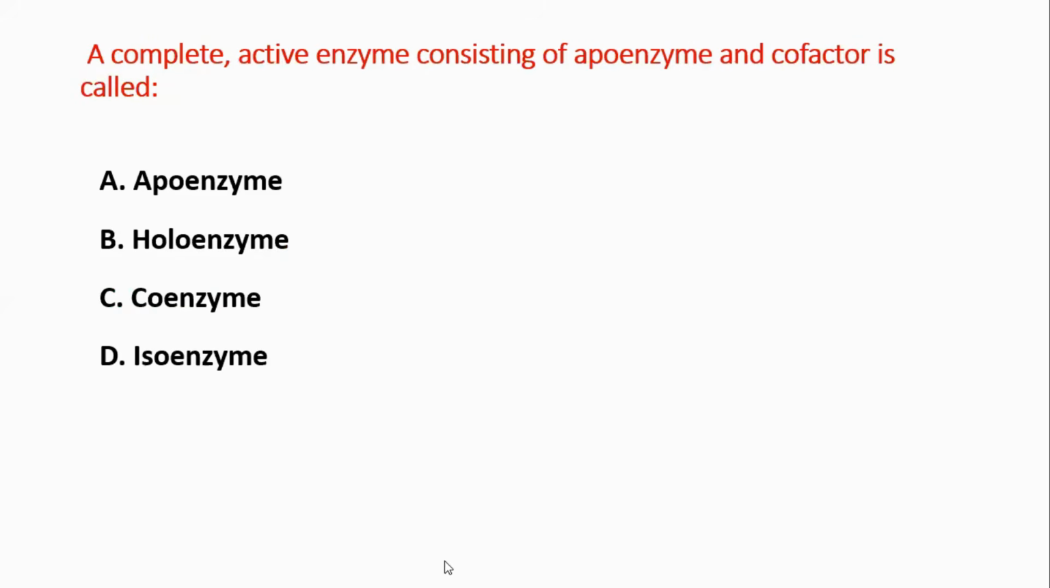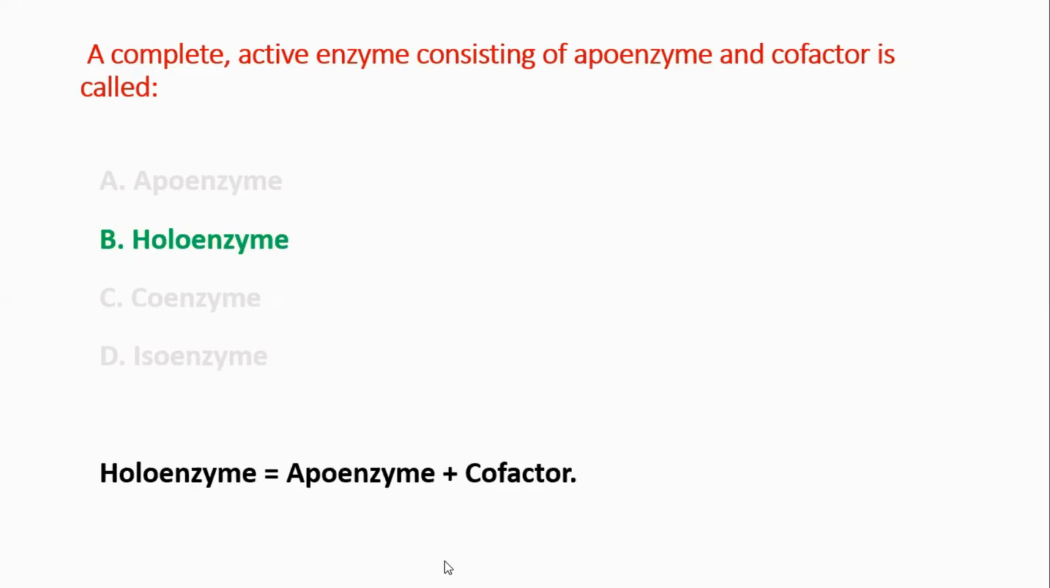A complete active enzyme consisting of apoenzyme and cofactor is called apoenzyme, holoenzyme, coenzyme, isoenzyme. When the protein part and its helper molecule come together to form a fully functional enzyme, what is that complete structure called? Give it a thought. Yes, you are guessing it right. The answer is holoenzyme. Holoenzyme is nothing but a combination of apoenzyme and cofactor.